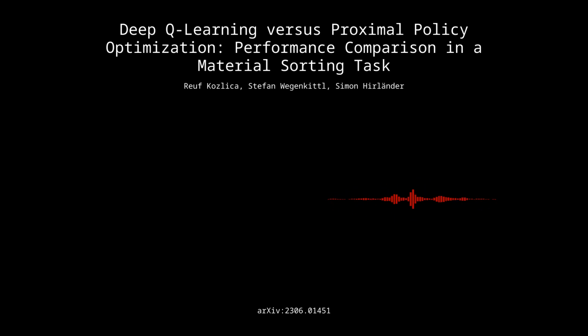Today we're looking at this paper called Deep Q Learning versus Proximal Policy Optimization, Performance Comparison in a Material Sorting Task. Sounds fun. Yeah, it's really cool research looking at reinforcement learning and how it can optimize those complex factory processes. Right. We're going to break down two pretty powerful techniques here, Deep Q Learning and Proximal Policy Optimization. And we're going to see how they do when you put them up against each other in this simulated production environment.